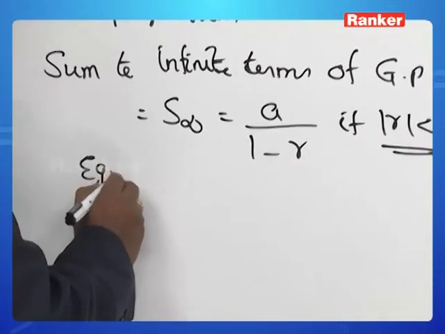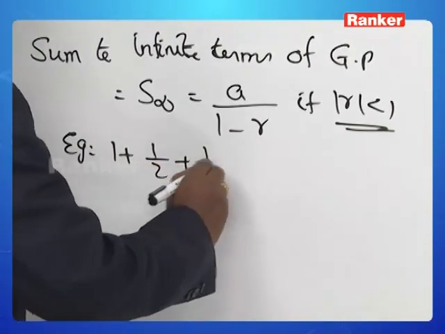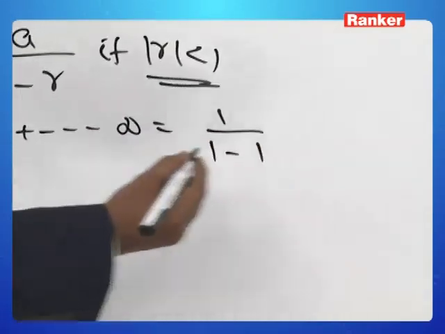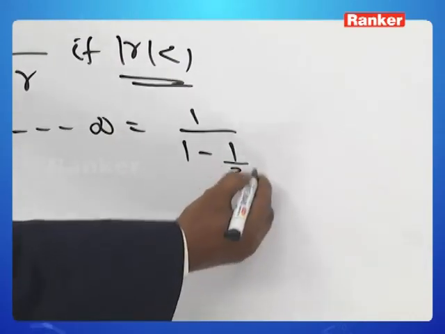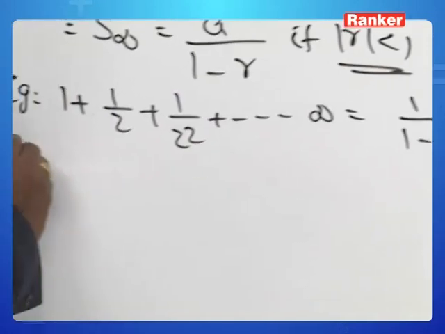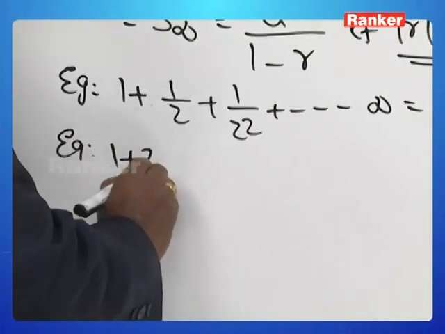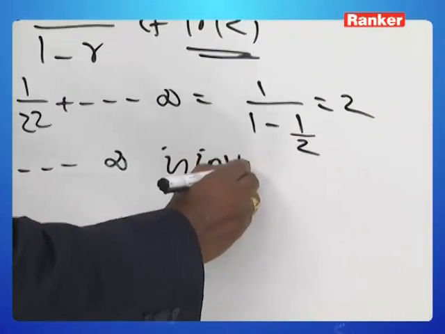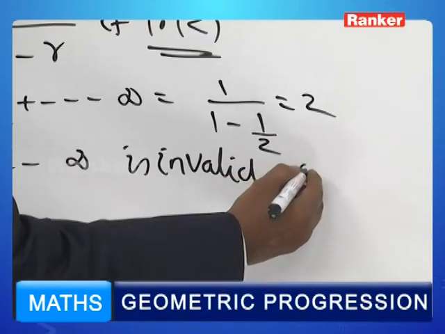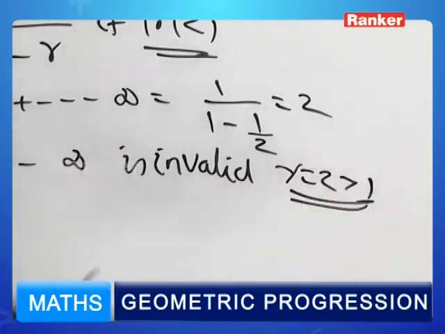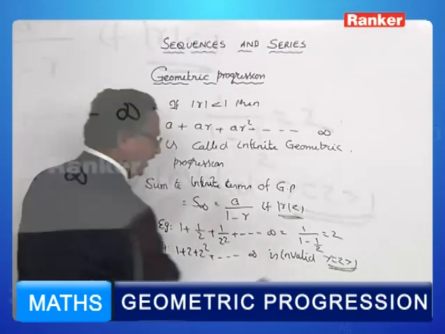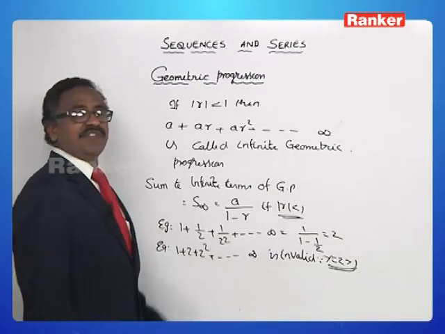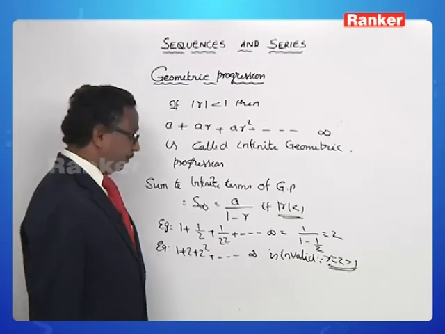For example, 1 plus 1 by 2 plus 1 by 2 square plus, and so on up to infinity, is given by 1 by 1 minus 1 by 2, which is 2. And if I take 1 plus 2 plus 2 square and so on up to infinity, it is invalid since R is equal to 2, which is greater than 1. That is why this is not a valid sum.